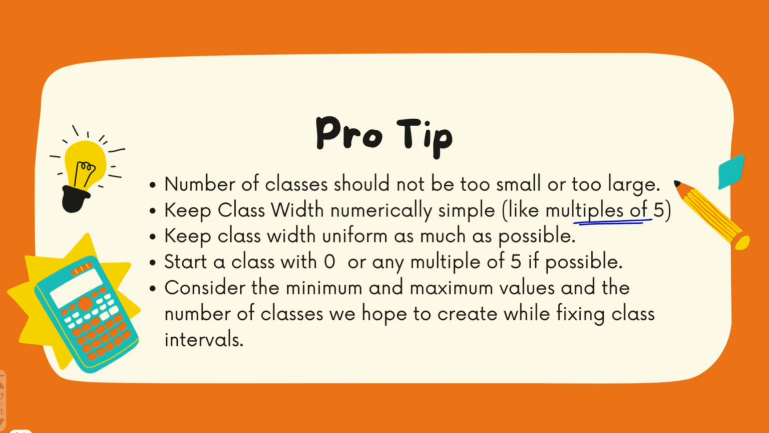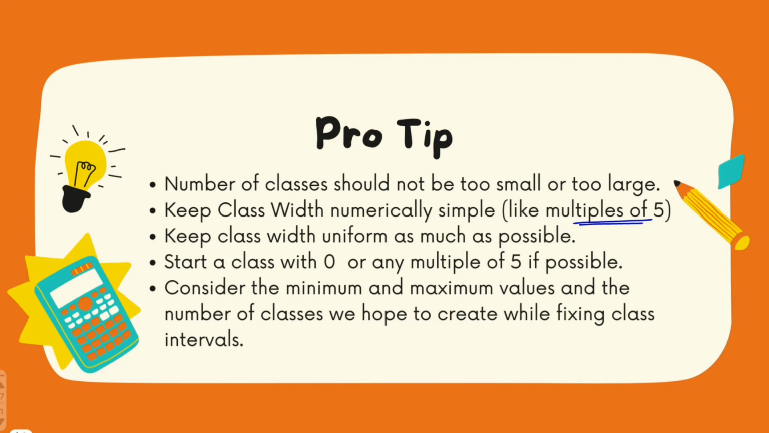So let's always try to keep our class widths numerically simple and uniform as much as possible, and try to start the class with 0 or maybe any multiple of 5 whenever possible. It might not always be possible, but check if it is a possibility, and if it is, make sure you do that. It will make our calculations very simple.